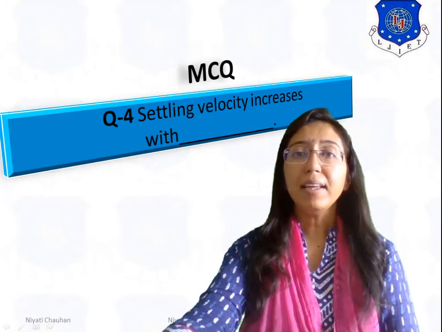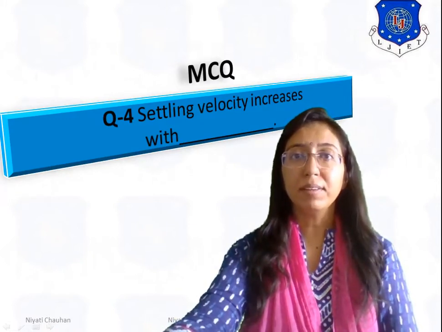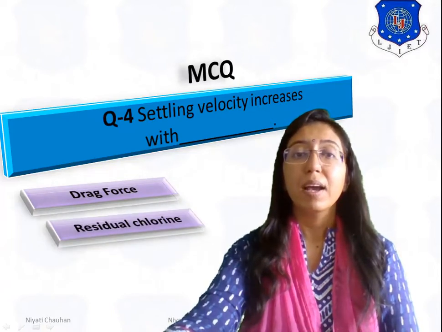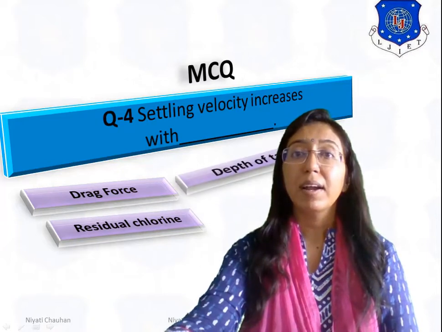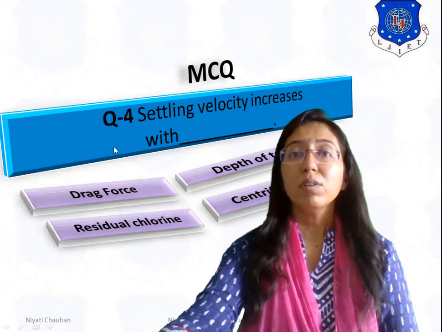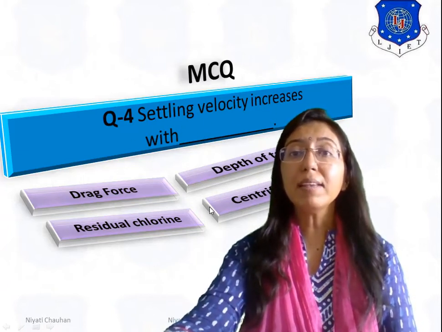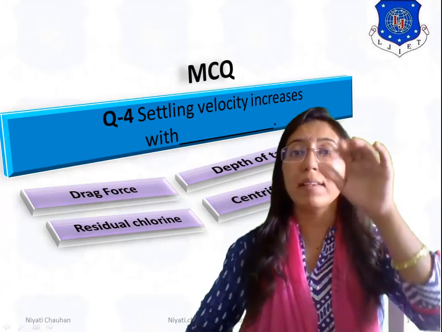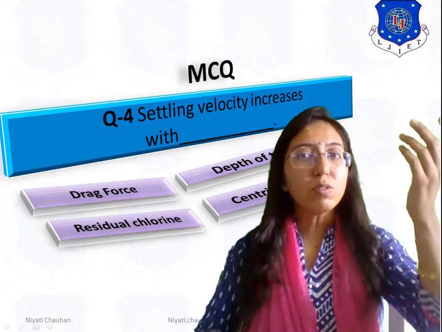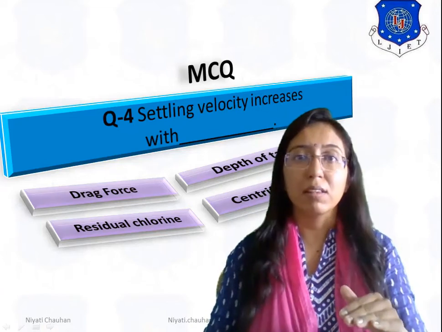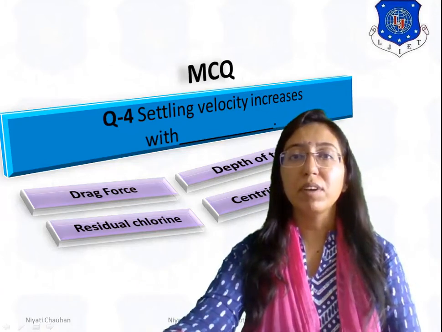Next, question 4. Settling velocity increases with: options are drag force, residual chlorine, depth of tank, and centrifugal force. So settling velocity increases with depth of tank. If depth of tank increases, at that time the settling velocity of particles also increases.